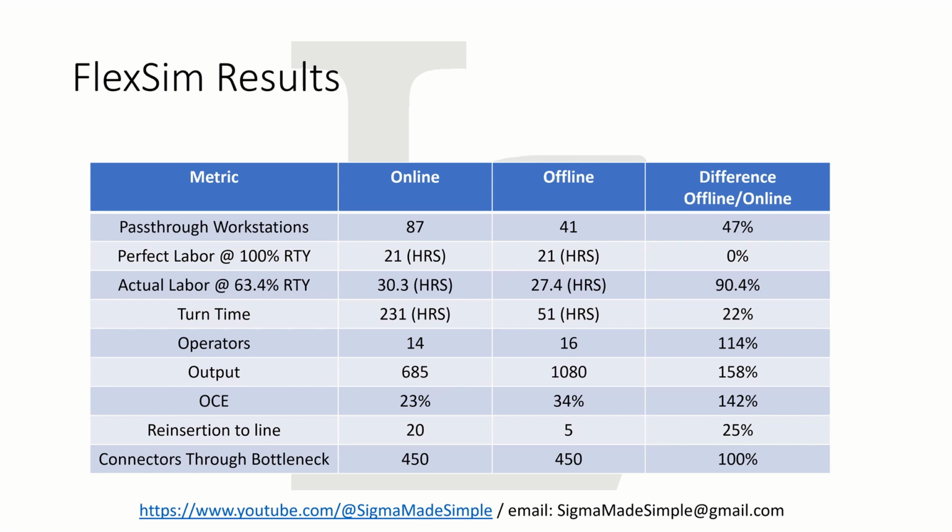Now, this resulted in the line increasing its output. Creating a recovery area will always decrease your turn time, increase your output, and increase OCE. Here, we went from an OCE of 23% to 34%, resulting in a 142% increase by increasing the performance portion of the OCE equation.